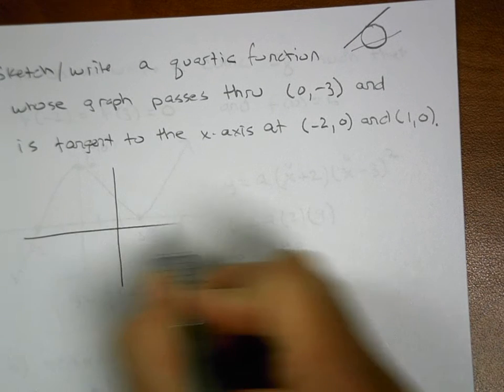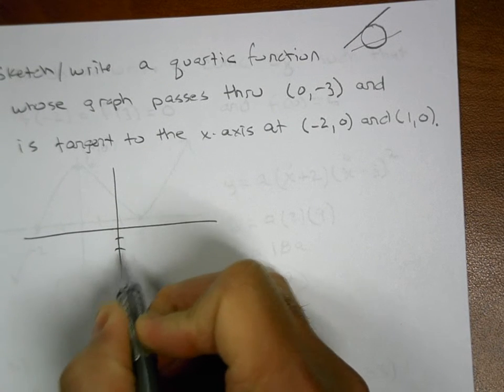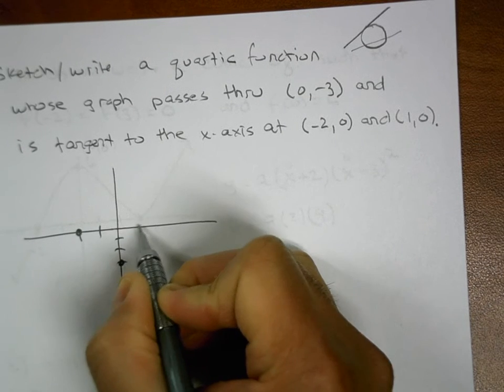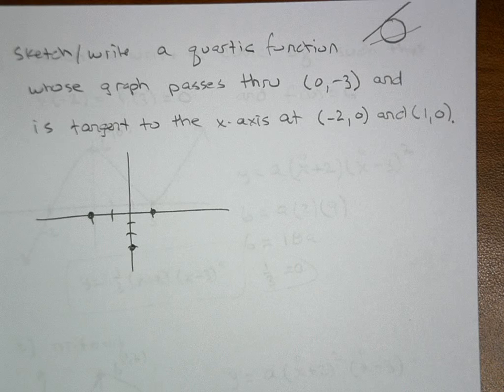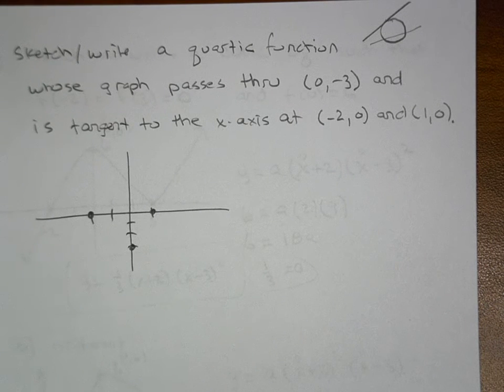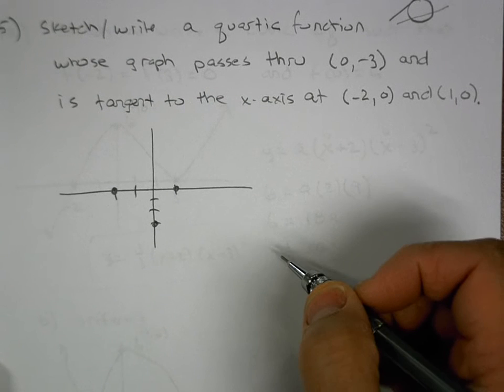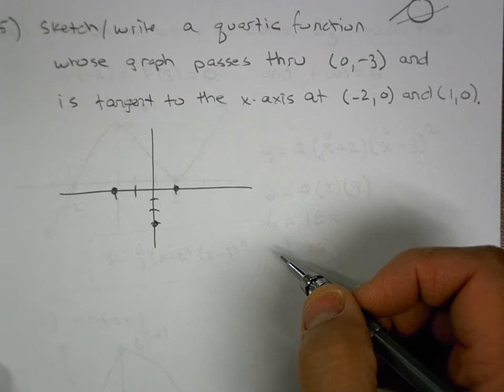Okay, so let's graph this. So 0, -3, -2, 0, and 1, 0. All right. So we want to graph a quartic function that passes through 0, -3, and it's tangent to the x-axis. So the x-axis is like a tangent line, touches in one spot. So how is this graph going to look? It's a 4th degree, even. It's going to be a negative even.